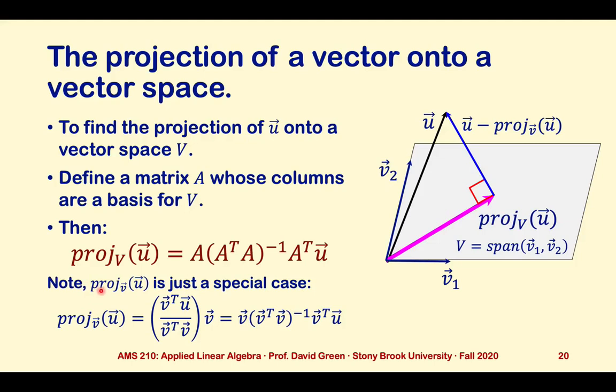In the case of a projection of a vector onto a vector, these dot products are scalars, and so we can move them around. We don't have to worry about the order. In the case of the projection of a vector onto a vector space, we have matrices and matrix products. We are not free to move those around because matrix multiplication is not commutative. So we have this general case for a projection.